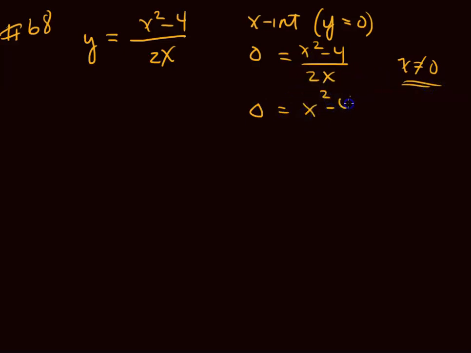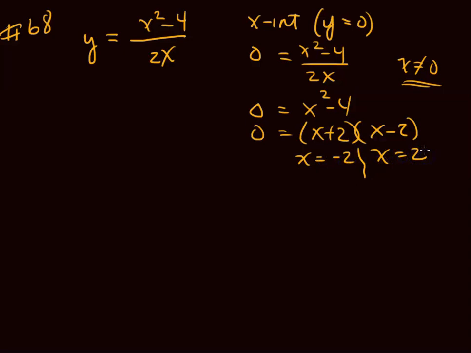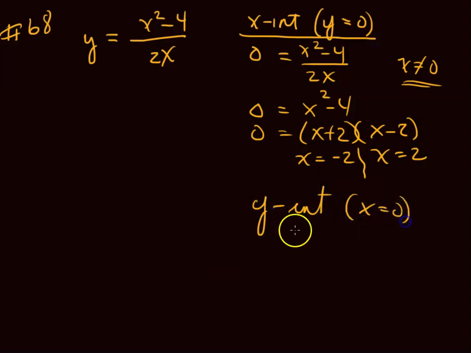x squared minus 4, but you can factor that. (x plus 2)(x minus 2). So here x equals negative 2, and here x equals positive 2. So this crosses the x-axis at 2 and negative 2, because y is 0. So that's the x-intercept. The y-intercept is when x equals 0.